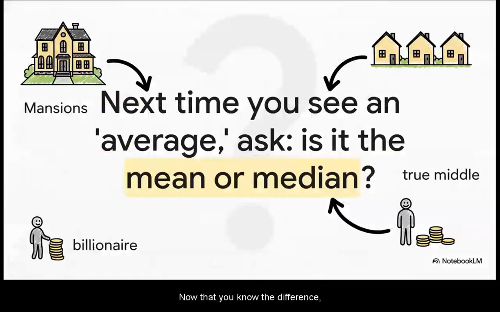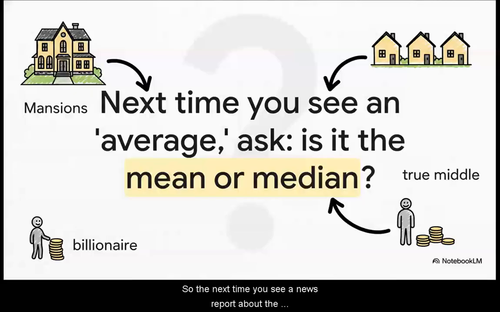Now that you know the difference, you can be a much, much smarter consumer of data. So the next time you see a news report about the average home price or the average income, you'll know to ask that all-important question. Are they talking about the mean, which can be skewed by mansions and billionaires? Or are they talking about the median, which shows you the true middle? Because that answer, it tells you everything.